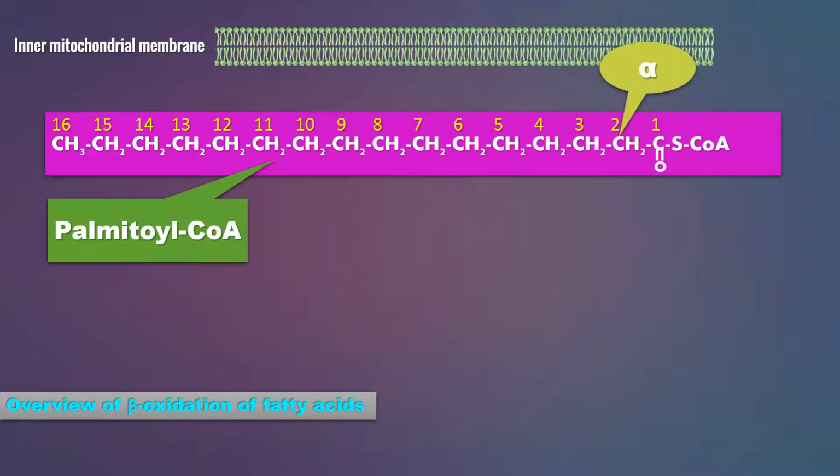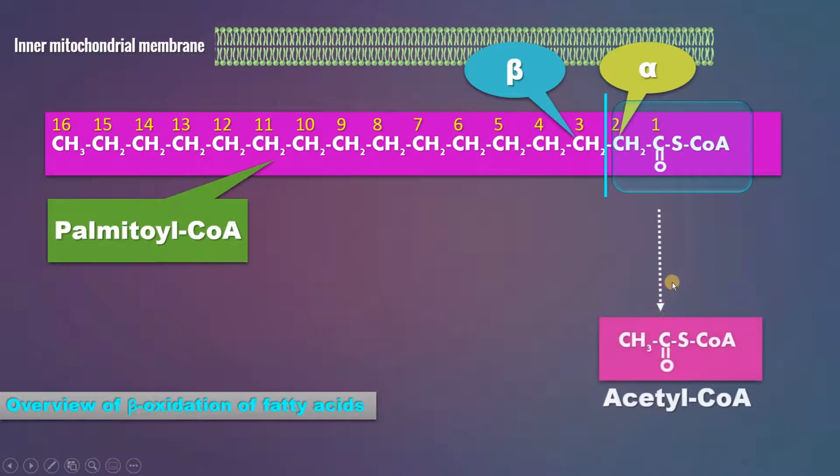Now in the hydrocarbon side chain, the first carbon atom, or second carbon atom of the entire fatty acid, we call it the alpha carbon. The second carbon atom of the hydrocarbon side chain, or third carbon atom of the entire fatty acid, we call it the beta carbon atom. In the beta oxidation pathway, there is going to be cleavage of the bond between the alpha and beta carbon atom. So there will be liberation or cleavage of a 2 carbon unit as acetyl-CoA.